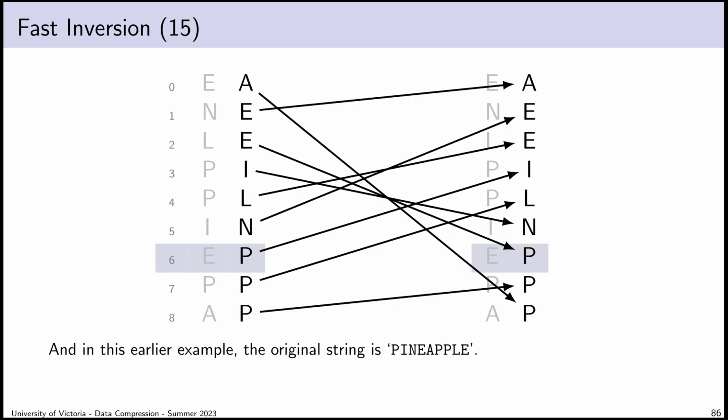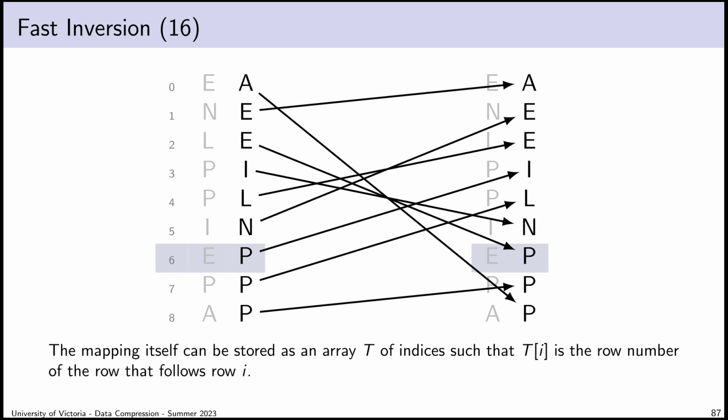And in the earlier example, just for the sake of completeness, in case it wasn't obvious, the original string is the word pineapple. So the actual mapping can be stored essentially as a permutation. That's what this really is saying. An array of indices such that T sub I is the row number of the destination of each arrow. I'd like to try and draw that here, although it's going to be pretty messy.